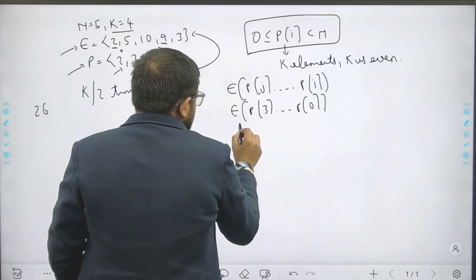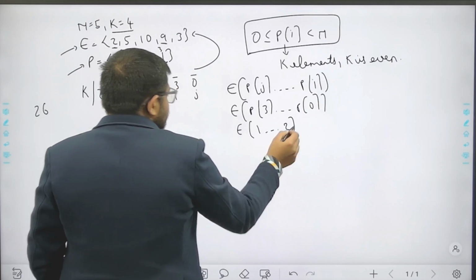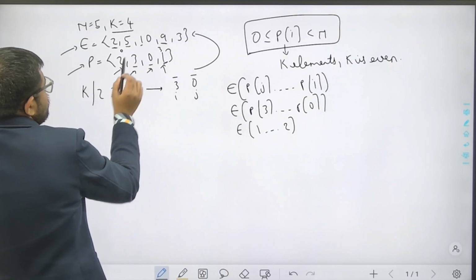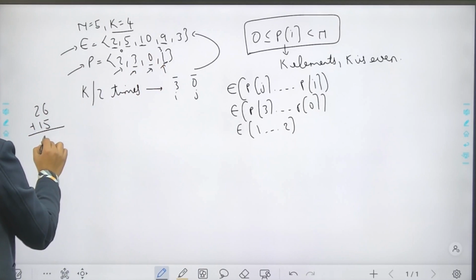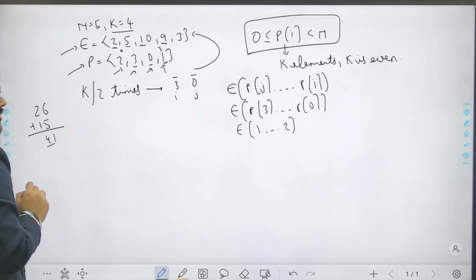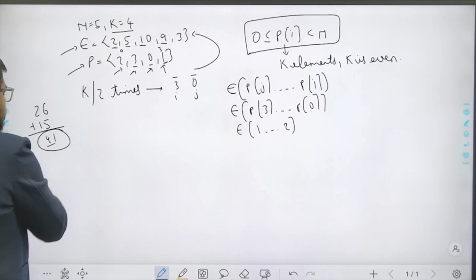Now what does this represent? P of 3 is 1 and p of 0 is 2. So from 1 to 2, the subarray from 1 to 2 represents 5 and 10, 15. Okay, so I will add 15 to my answer and I will get 41 as the result. Now this p array is empty. Here I will stop and I will return 41.